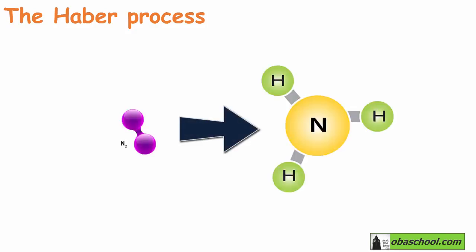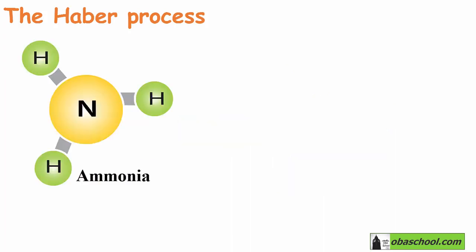In this animation, we will describe the Haber process. The Haber process describes how to turn nitrogen in the air into ammonia, NH3. This process is named after the German chemist Fritz Haber. He first devised the reaction to make ammonia, NH3, from its elements.